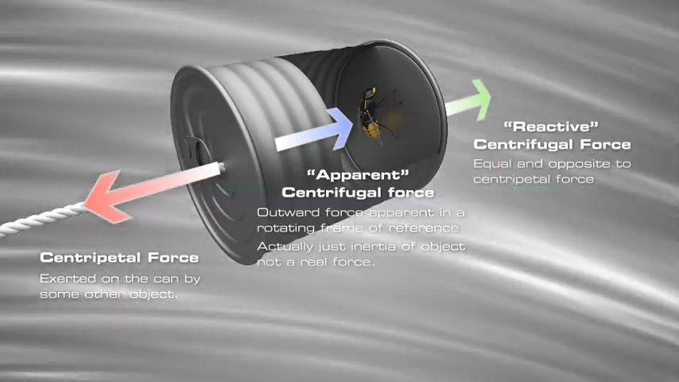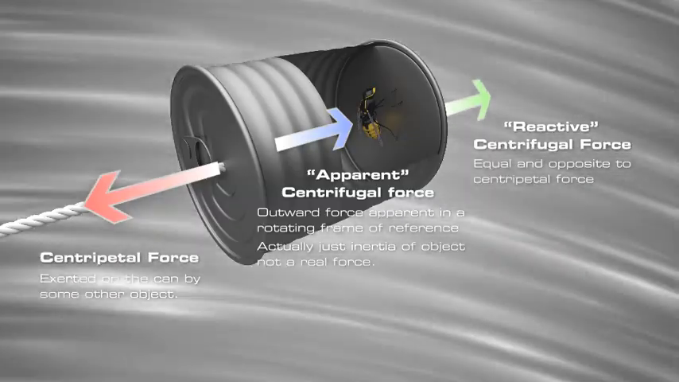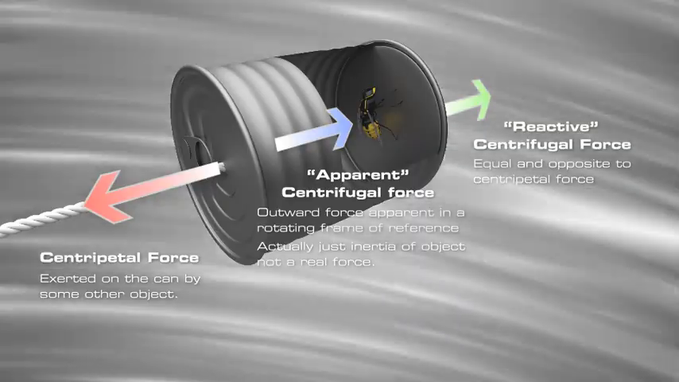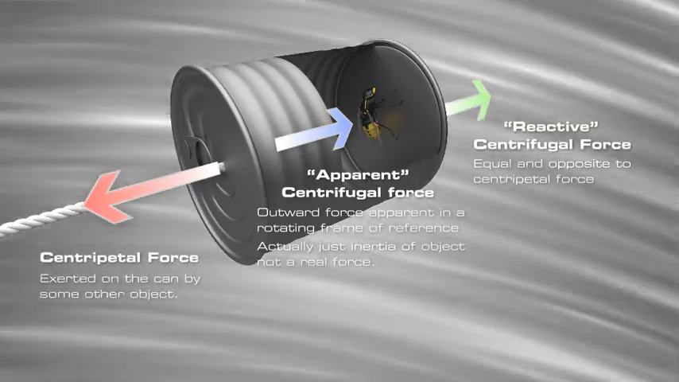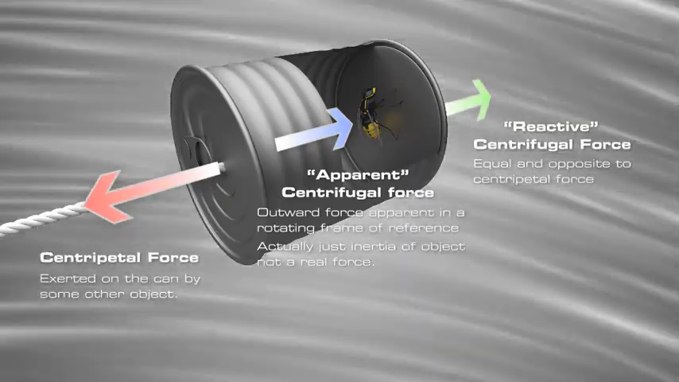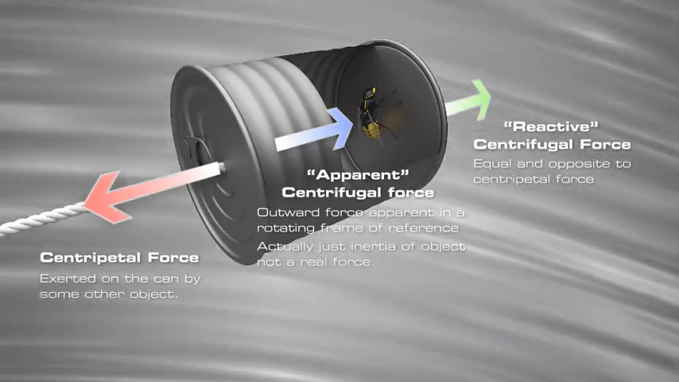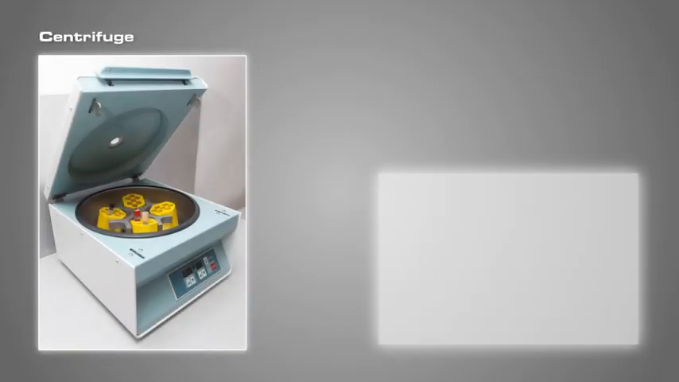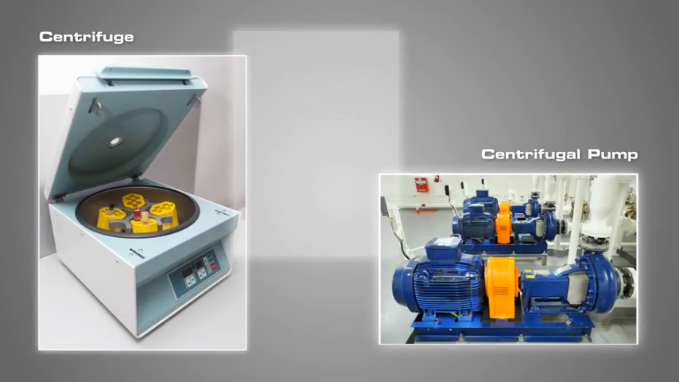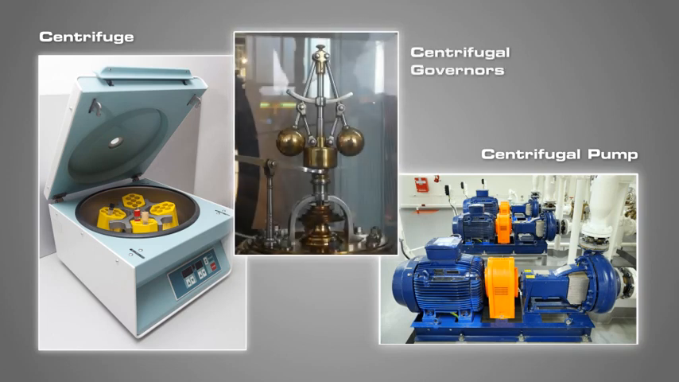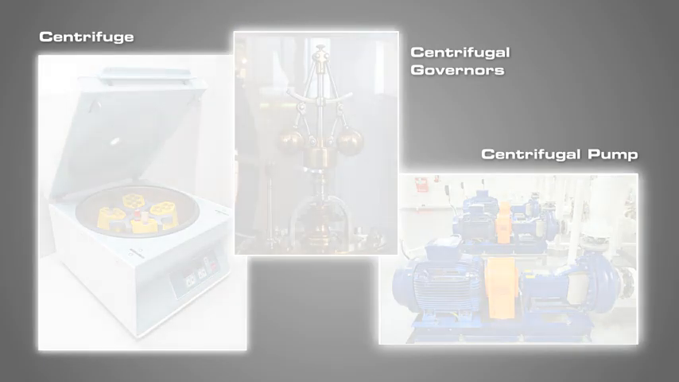The reactionary centrifugal force is a result of the rotation, not a force. The apparent centrifugal force is really the object's inertia. A more accurate definition for centrifugal force would be the lack of centripetal force. The concept of centrifugal force is used to describe the physics of rotating devices such as a centrifuge, centrifugal pump, centrifugal governors, and more. Even though centrifugal force is not a real force, it's commonly used because it's easier to describe the fictional force than describing the lack of the real centripetal force.